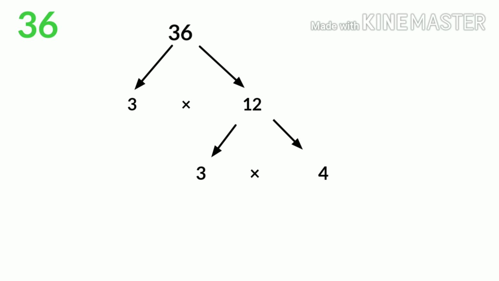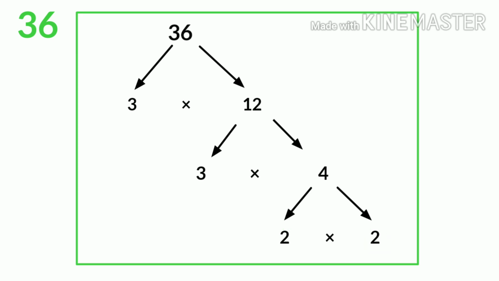Now again, even this number has no other factors except 1 and itself. So we will leave this number as it is. And then we will write 4 as the product of two smaller factors. That is, we will write 4 as 2 multiplied by 2. Now we can stop building the factor tree because these numbers have no other factors except 1 and themselves. So this is also a factor tree of 36.